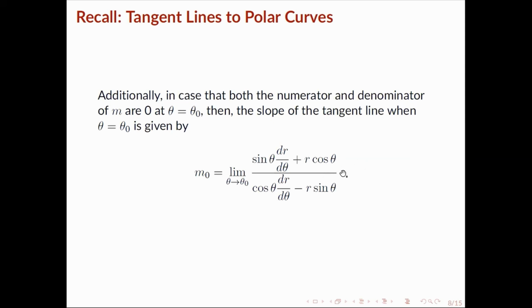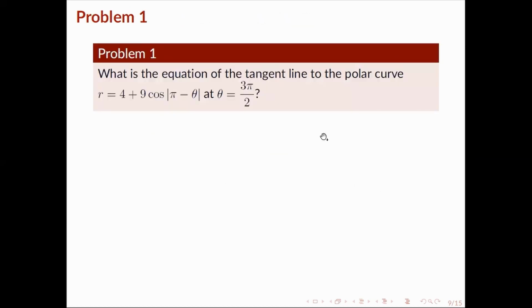Additionally, in case that both the numerator and the denominator of m are 0 at theta equals theta sub 0, then the slope of the tangent line when theta is equal to theta sub 0 is given by the limit of sine theta multiplied by the derivative of r with respect to theta plus r cosine theta, all over cosine theta multiplied by the derivative of r with respect to theta minus r sine theta, as theta approaches theta sub 0. So for the first problem, what is the equation of the tangent line to the polar curve r equals 4 plus 9 cosine of the absolute value of pi minus theta at theta equals 3 pi over 2?